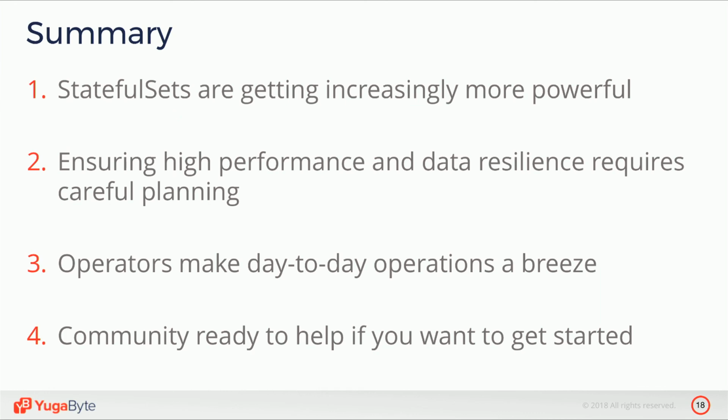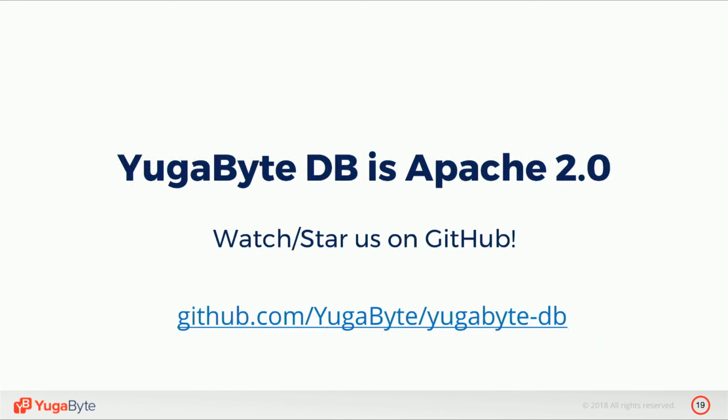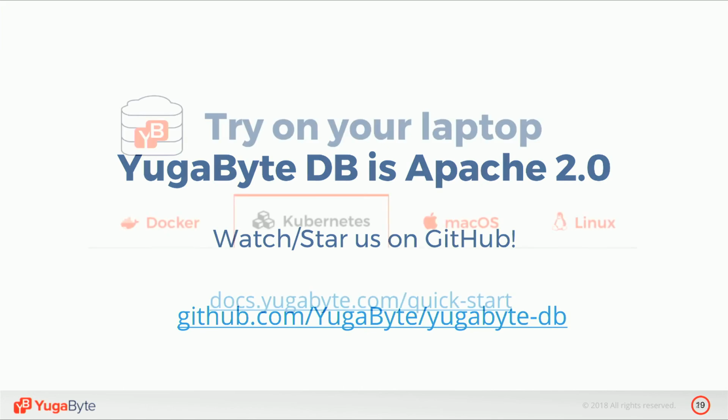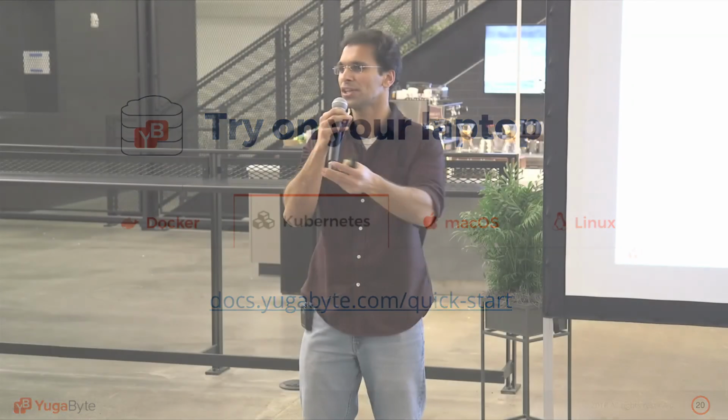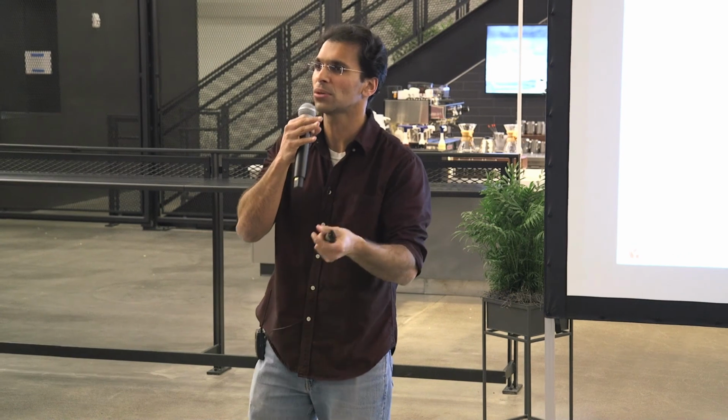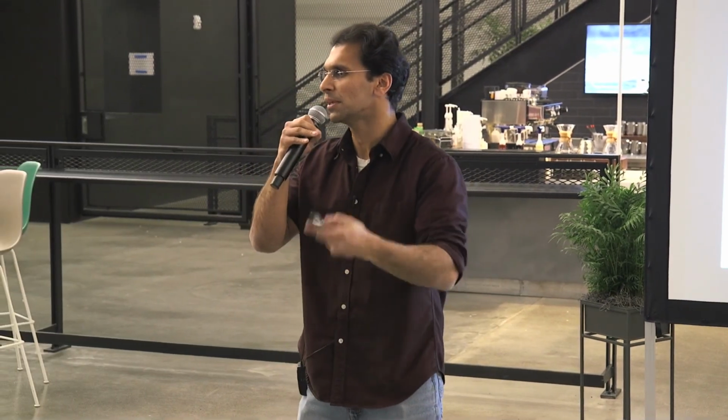YugabyteDB is open source under Apache 2.0. We would love for you to join us, watch us, and star us on our GitHub repo, yugabyte/yugabyte-db. Try it out. Our docs are great and pretty easy to use, and it just takes a few minutes to install. You can try it on your laptop. You can try a variety of different failure scenarios. You can understand how sharding works and replication. A lot of these things you can just try out, and they're pretty easy. There's a descriptive doc for each of those in the explore section.